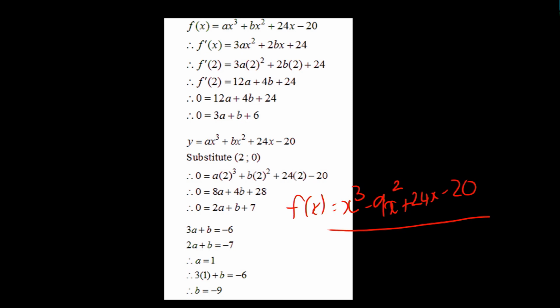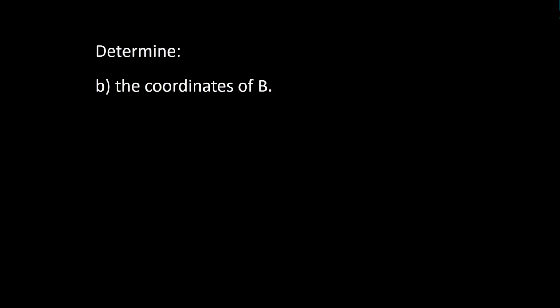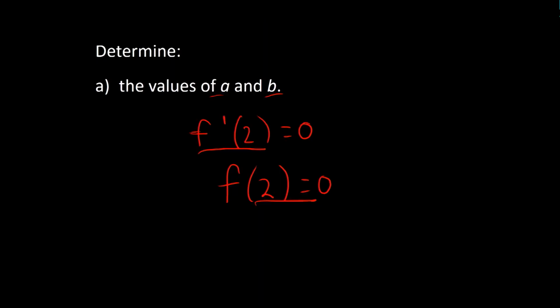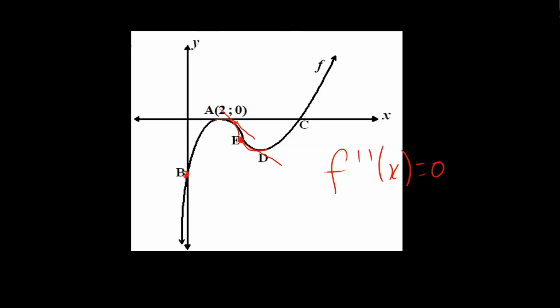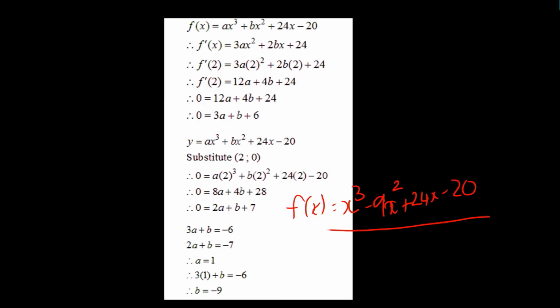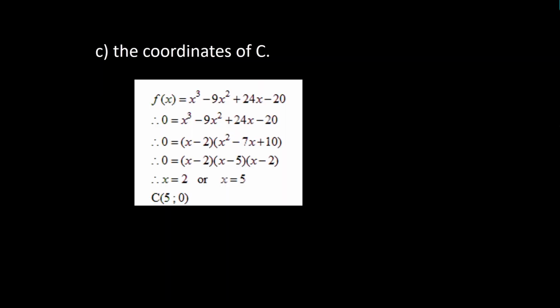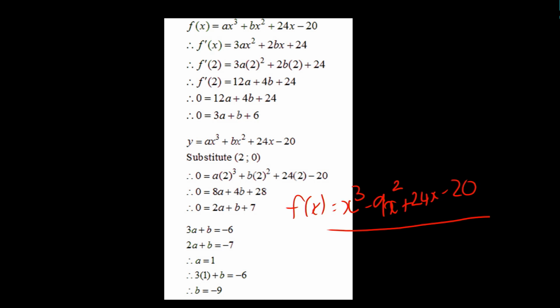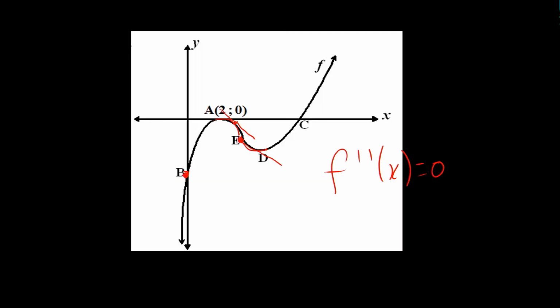Okay, so the next question says determine the coordinates of b. In fact, we've already done that. That was the y-intercept. X was 0 and y was negative 20. If we go back to the graph, b was the y-intercept of the graph. We then have to find the coordinates of c. Now let's have a look at what c is. C is the other x-intercept on the cubic graph.